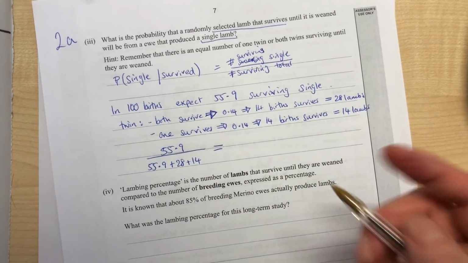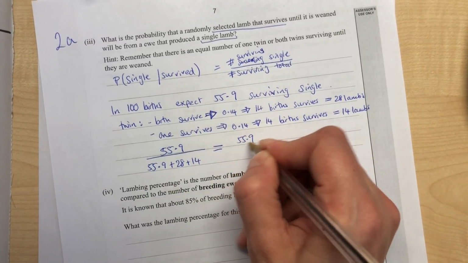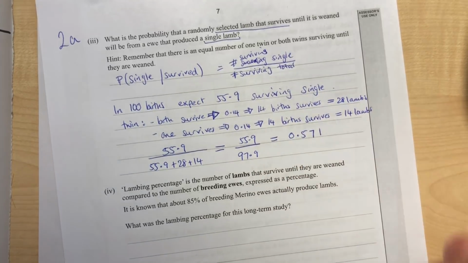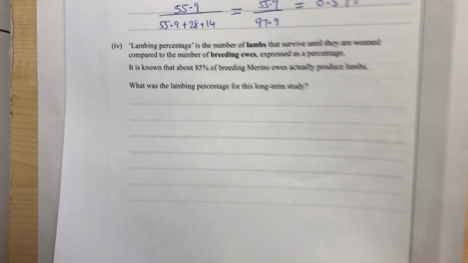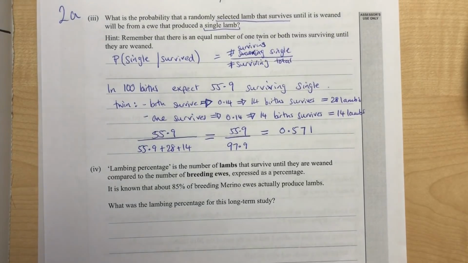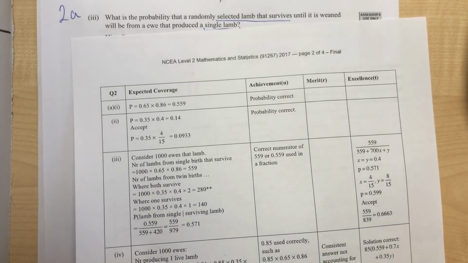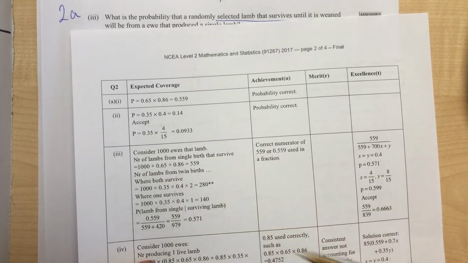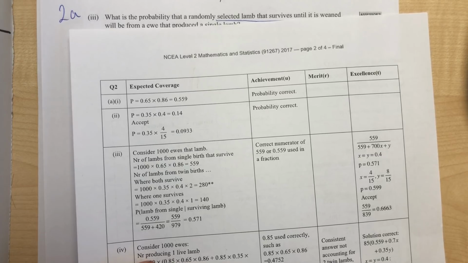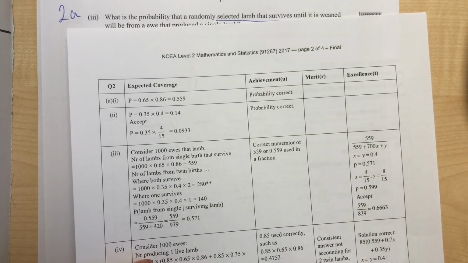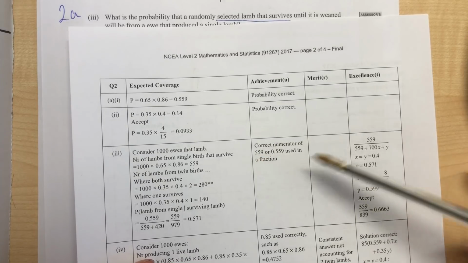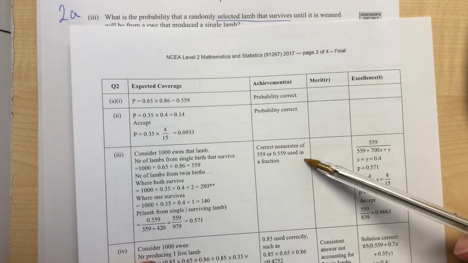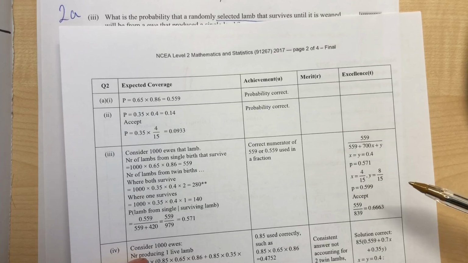And if we put that calculation in, we get 55.9 out of 97.9, which gives us 0.571. I'll just pause there actually and show you what the marking was for this one. So if at some point we got the 55.9, or in this case they did it with 1,000, I just went for 100. It doesn't really matter. I like to think of 100s because of percentages and stuff, but it's not that big of a deal. So if you got 559 or 55.9 or 0.559 used somewhere correctly in this sort of thing, it was worth a U mark.